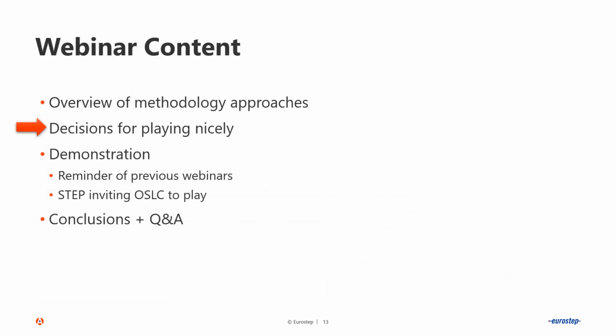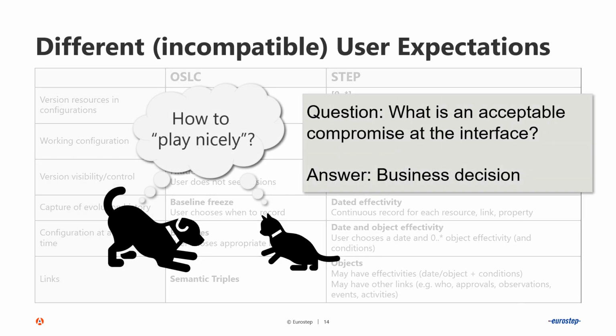That was a brief overview of the different methodologies and approaches. I'm now going to start talking about, okay, they're different and we have to make some decisions for them to play nice. So the question is, how do we get them to play nicely? Well, you have to decide what is an acceptable compromise at the interface between the two different types of configuration management. And the answer is it's a business decision. How do we get these incompatible differences across the interface?